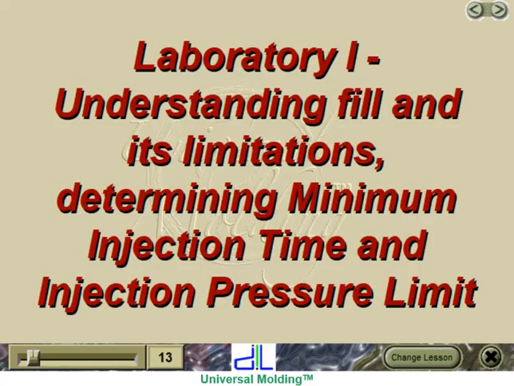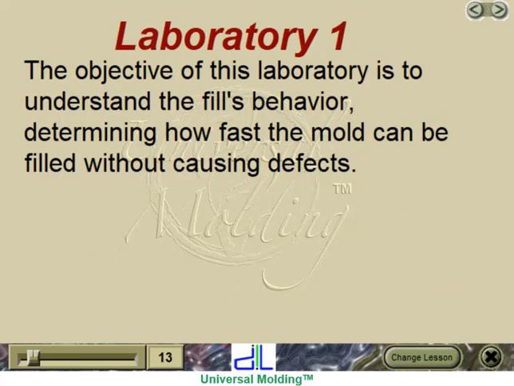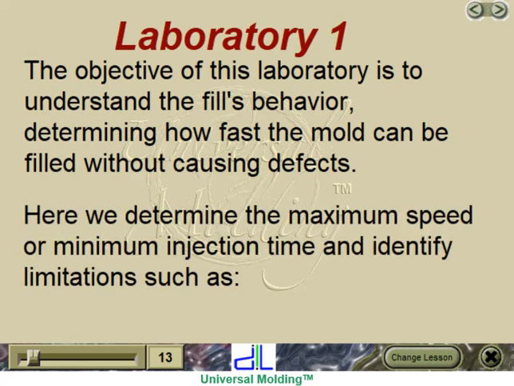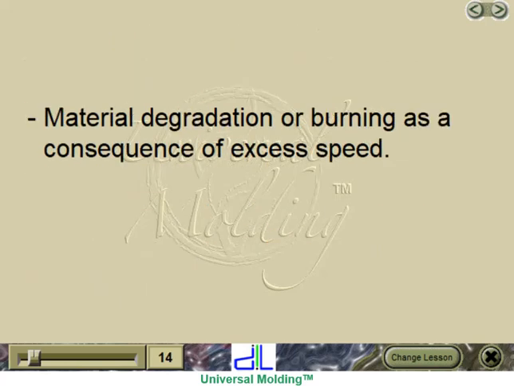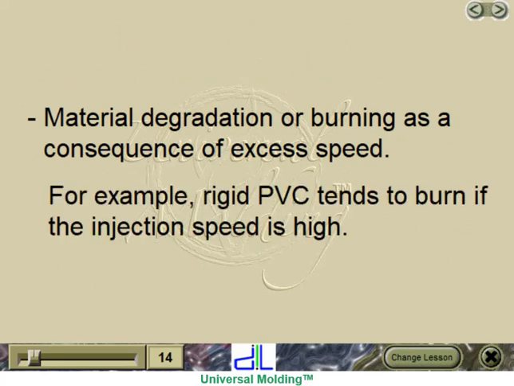Laboratory 1. Understanding fill and its limitations, determining minimum injection time and injection pressure limit. The objective of this laboratory is to understand the fill's behavior, determining how fast the mold can be filled without causing defects. Here we determine the maximum speed or minimum injection time and identify limitations such as material degradation or burning as a consequence of excess speed. For example, rigid PVC tends to burn if the injection speed is high.